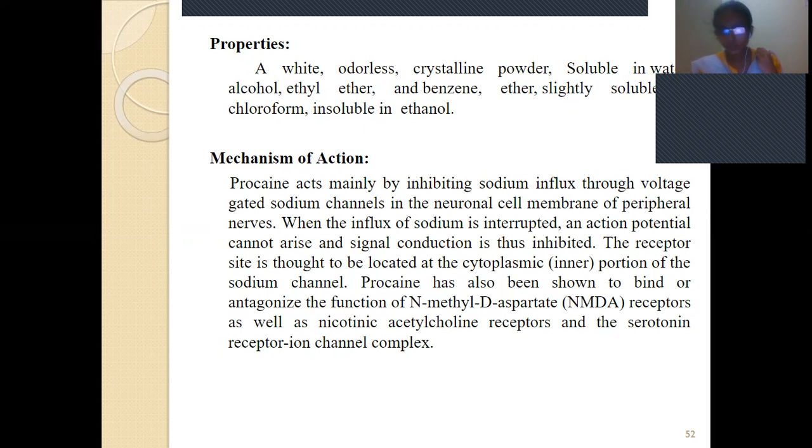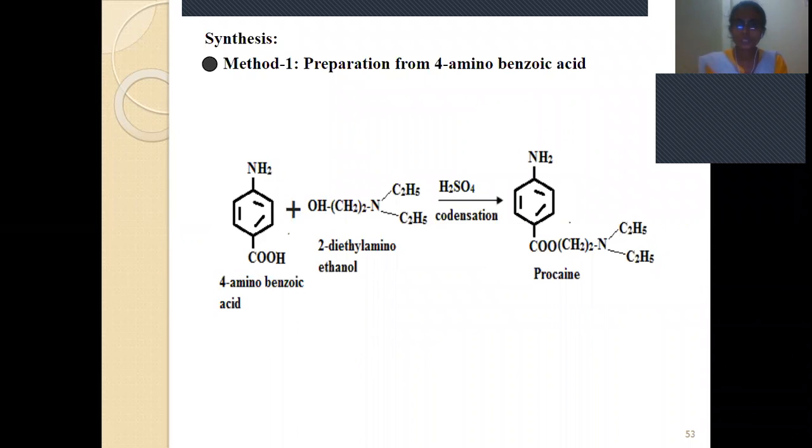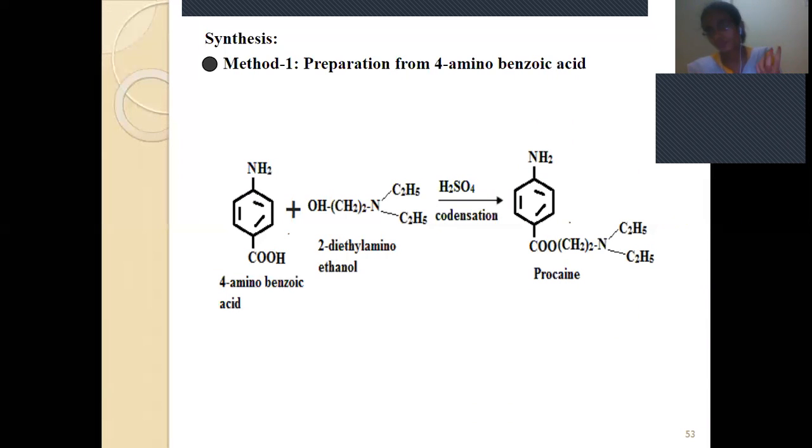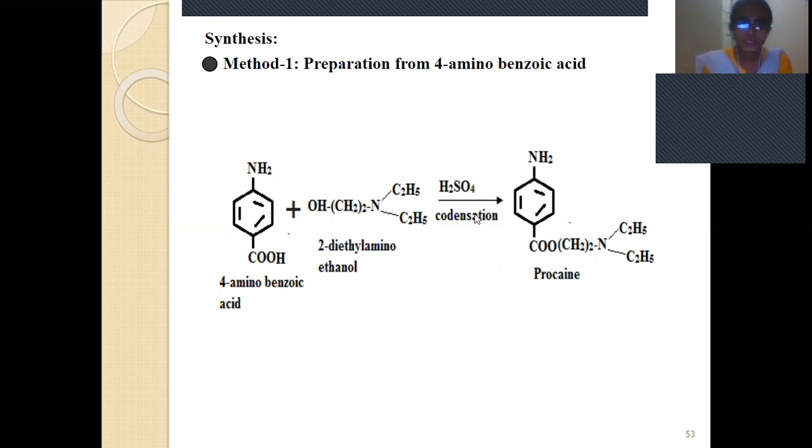Nothing but inhibition of the sodium channels is the mechanism of action. So for synthesis, we can synthesize this drug by using any of the methods. There are 3 methods. The first method is preparation from 4-amino benzoic acid. So the starting material is 4-amino benzoic acid.